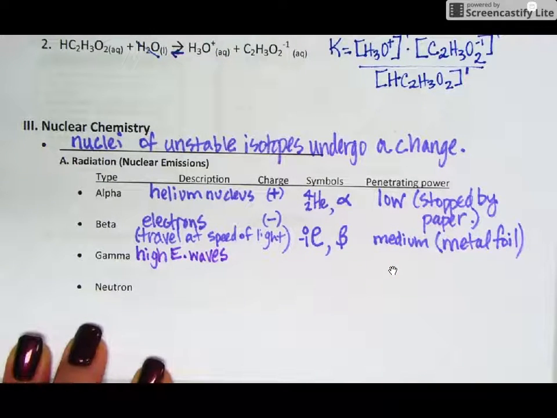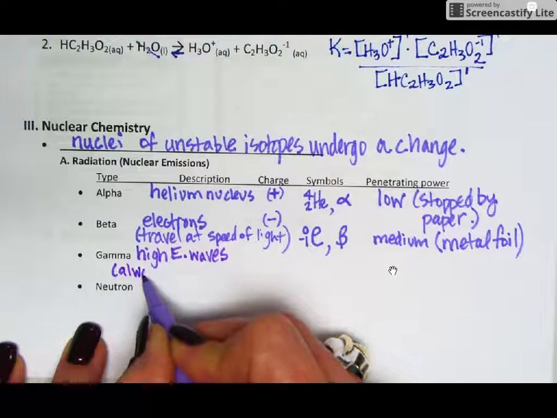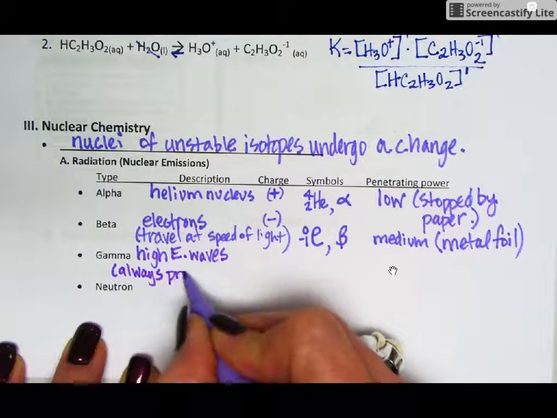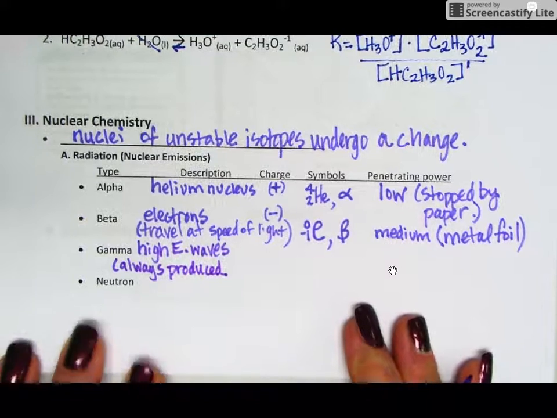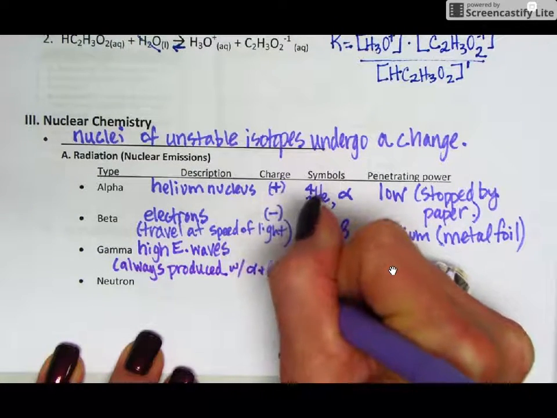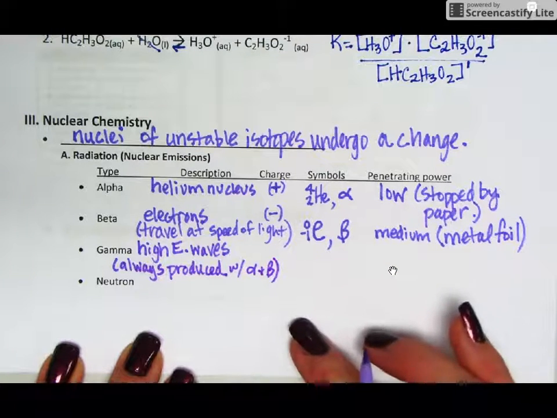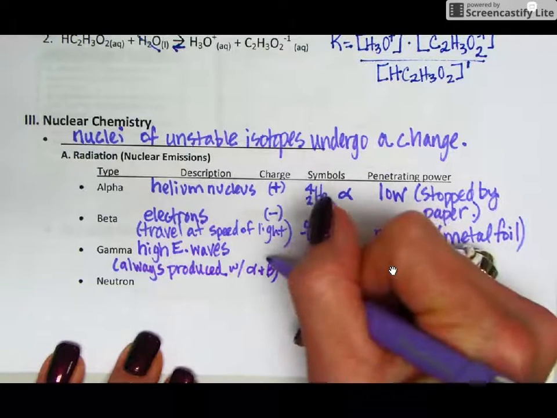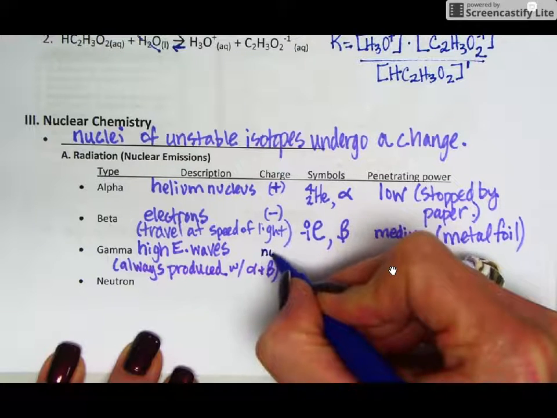Another thing about gamma particles is they are always produced along with alpha and beta particles. So if you've got an alpha or a beta particle, you also have a gamma particle traveling with it. These have no charge, so I'll put none under charge.